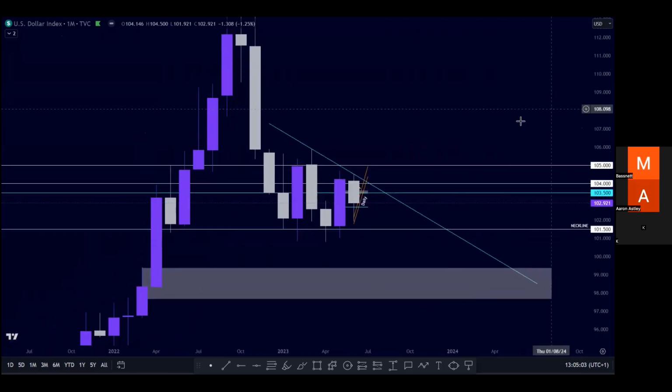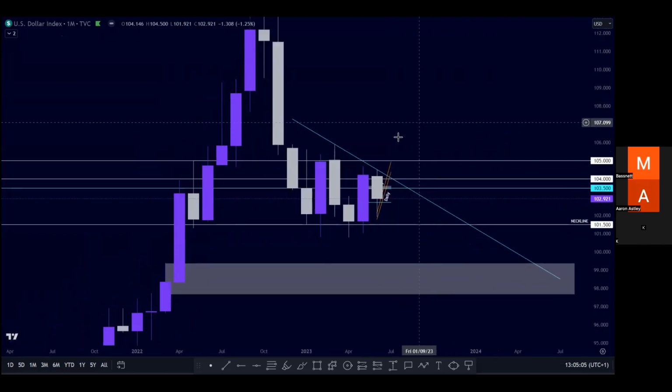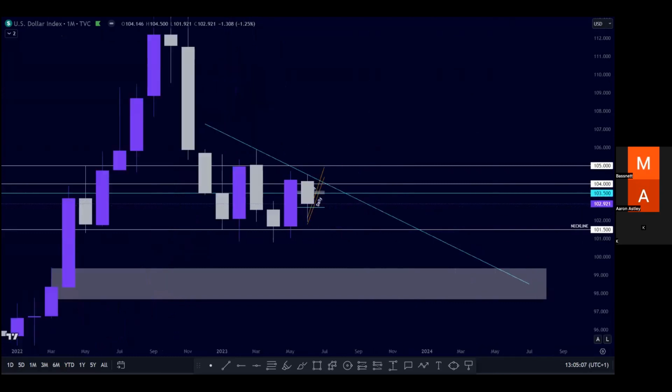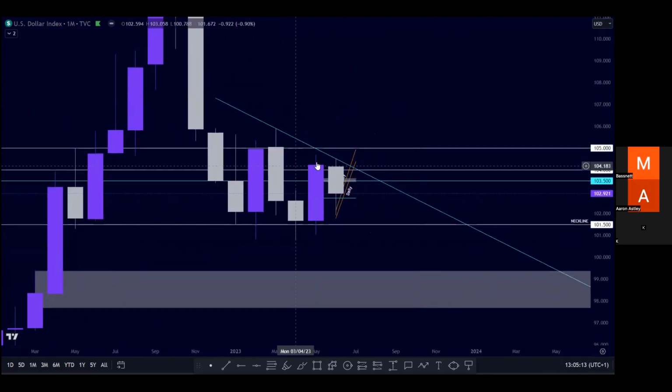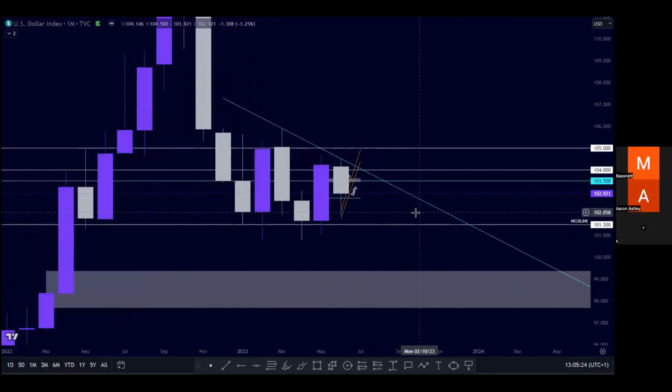We jump in with the DXY, the US dollar. We've had monthly closure. We have a look at this wick to the downside. So the DXY is still trading within this bearish triangle that we've been keeping an eye on. Still bouncing off support around 101,500, but we've failed to break out of this area.